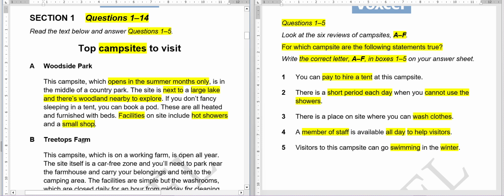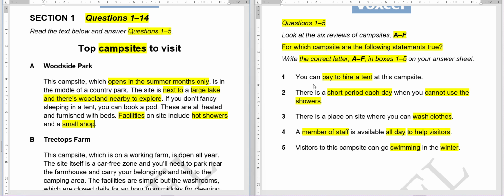I hope the paragraph is clear. Now you will get around 10 seconds to tell me the answer, and your time starts now. Okay, time's up. Let's read the questions together.